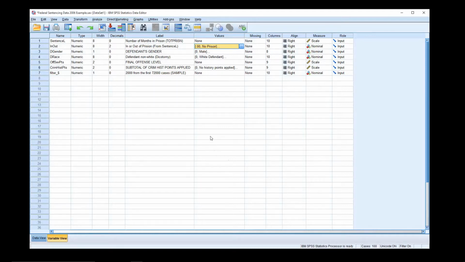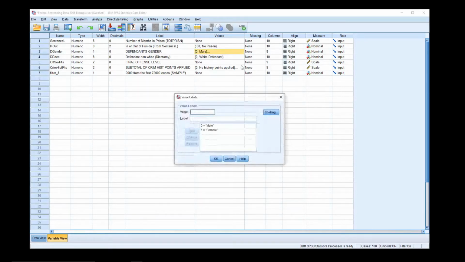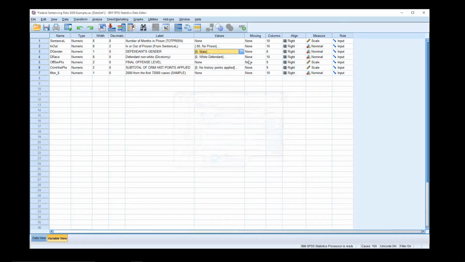There are a few other variables we want to examine. Today, my big thing is I want to look at gender. I want to see how gender plays a role in either the length of someone's sentence or whether they go to prison or are released into the community. This is going to be measured as males being 0 and females being 1, so it's a dichotomous variable once again.